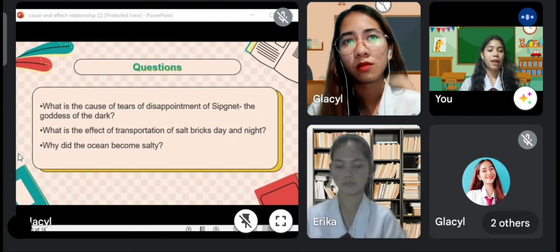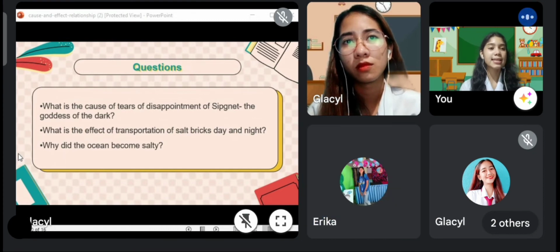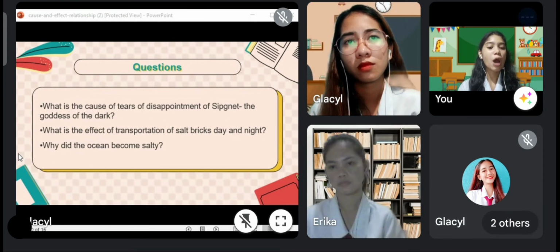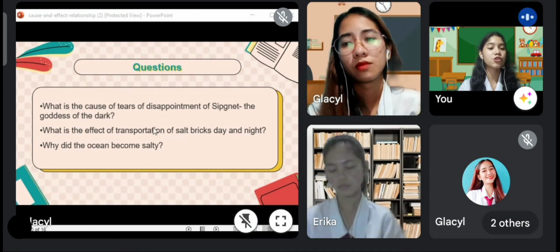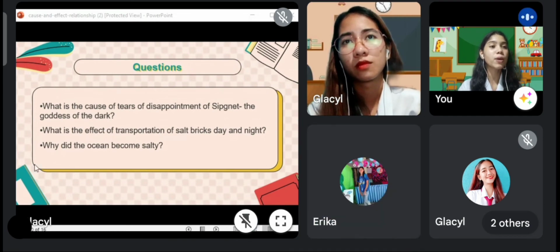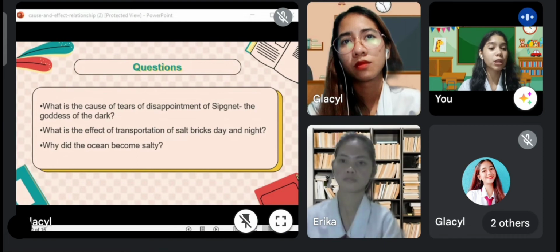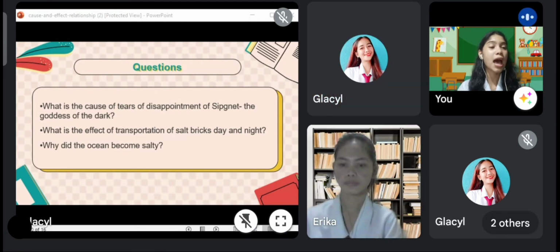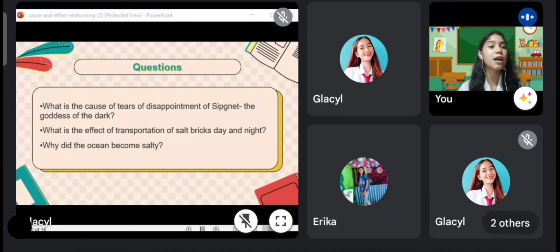So now let's analyze our main topic for today. Our main topic again is about the cause and effect relationship. From the start, we are already talking about it. So let's now analyze the two words. First is the cause and second is the effect.